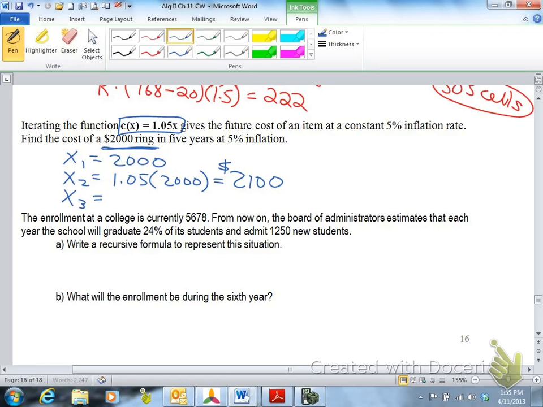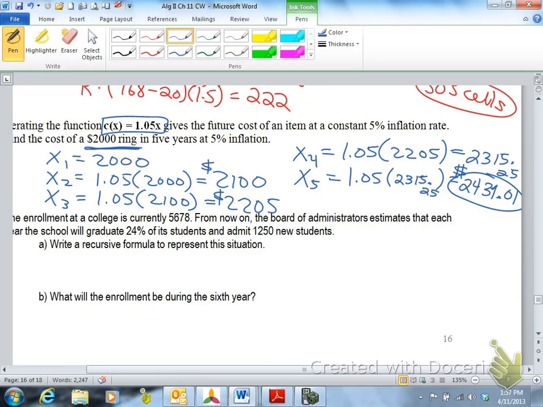x sub 3, the third year, is 1.05 times 2100. And then you're going to the fifth year. So 2431, assuming that you start with the first year being 2000, and that's the cost of the ring.